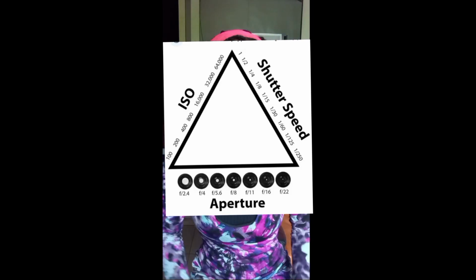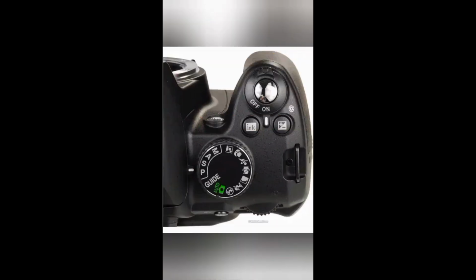Today we'll be talking about how to use your camera, a beginner's guide to ISO, aperture, and shutter speed. Before we start, you need to know your basic camera parts, which are the on and off button, the mode dial, the shutter button, and the viewfinder. Back to our topic for today.